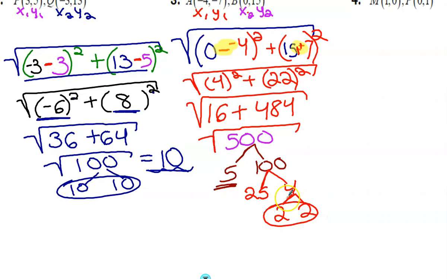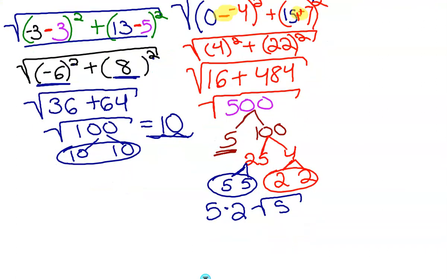We have a pair. And then with 25, what multiplies to 25, 5 and 5. And then I have another pair. So what we can do is if we have a pair, it comes out of the radical. And if it's not a pair, it stays in the radical. So my final answer, 5 times 2 is 10, root 5. So again, if it doesn't have a partner, it stays in the house. And if it does have a partner, it goes out of the radical house, as I call it.